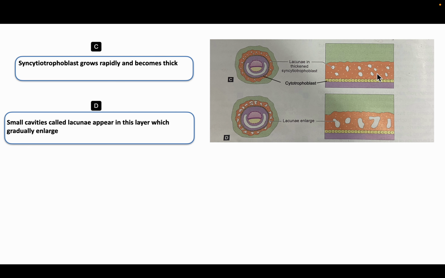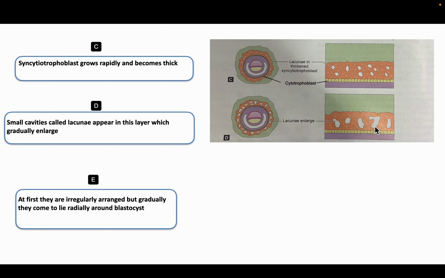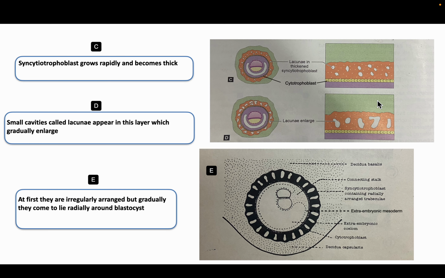Now the next step is that the syncytiotrophoblast grows rapidly and becomes very thick. Small cavities called lacunae appear in this layer, you can see, which gradually enlarge. At first they are irregularly arranged and later on they are arranged radially around the blastocyst. This is the initial part, the syncytium, or syncytiotrophoblast. In it the small cavities appear, and later on they fuse to form bigger ones. Initially these small cavities are arranged randomly, but later on they are arranged radially around the blastocyst.